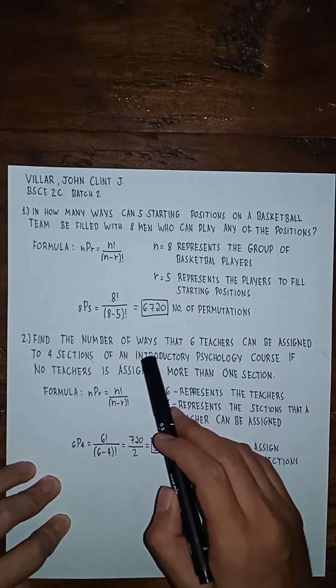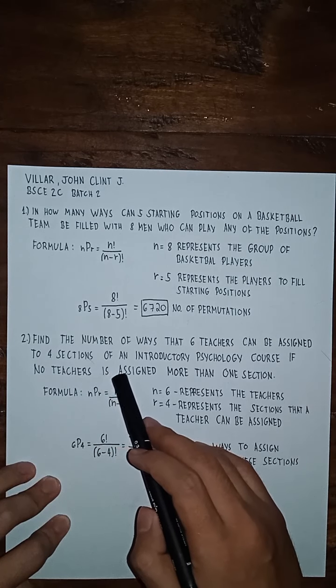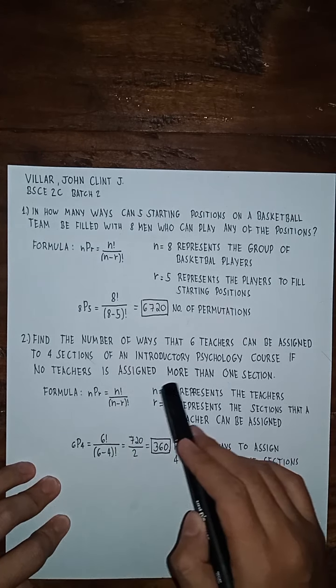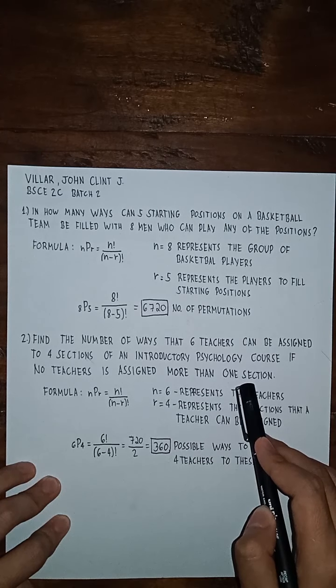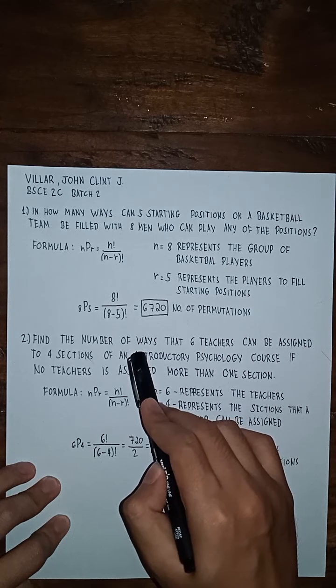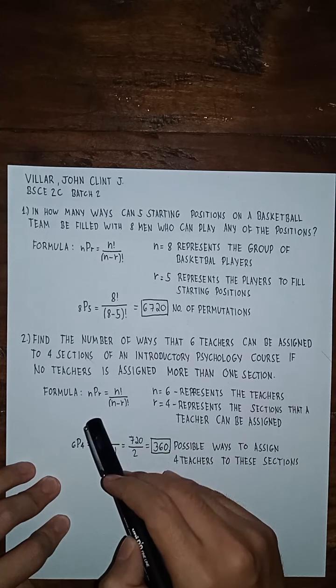Then, let's go here to number 2. Find the number of ways that 6 teachers can be assigned to 4 sections of an introductory psychology course if no teacher is assigned more than 1 section. So here, sabi is number of ways again. So, ang ordering nito is important. That's why permutation ulit ang gagamitin natin.